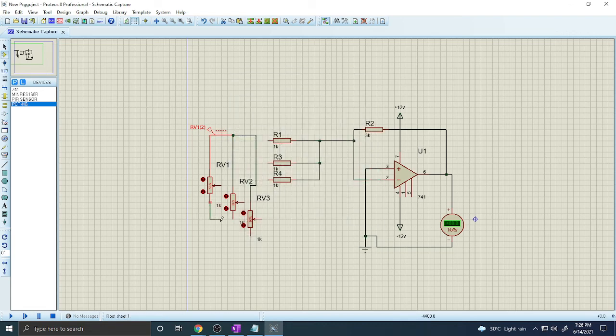Okay, now these 3 terminals are short circuited and connected to the main ground, and the second terminal of each potentiometer is connected to this resistance. Okay, now this completes the circuit.